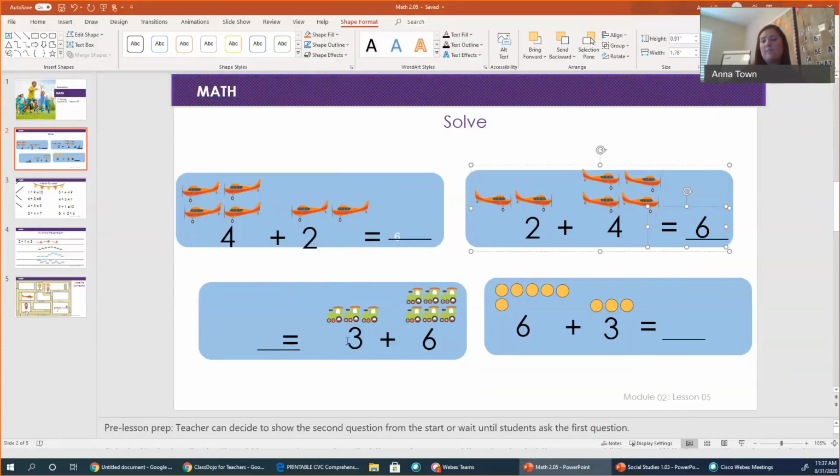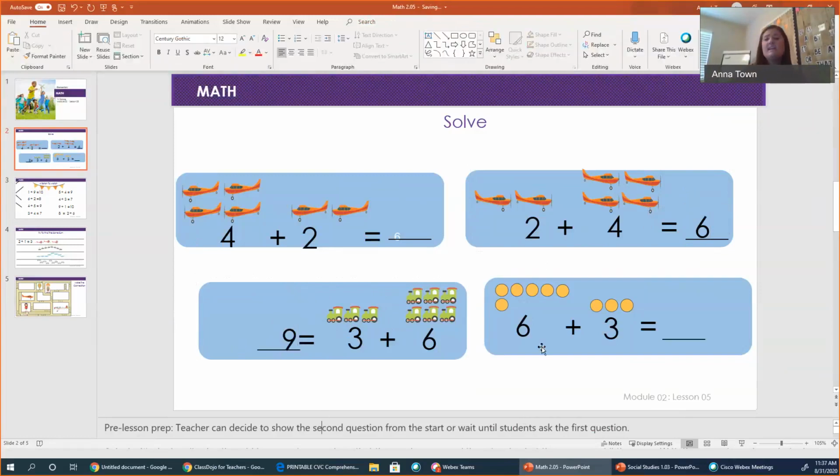So let's take a look at this problem. We have 3 plus 6 equals blank. Well, what is 3 plus 6? Hopefully you get 9. And then when we do 6 plus 3, we also get 9. So boys and girls, the sum remains the same. All we did was change the order of our addends. In the first equation, 3 was our first addend, but then it became our second addend in our second equation. All we did was swap the order of the addends from 3 plus 6 to 6 plus 3.